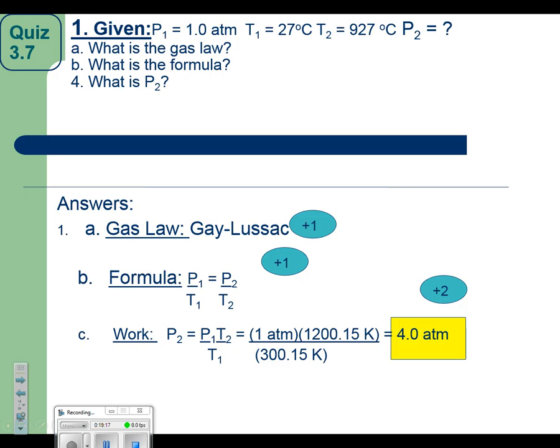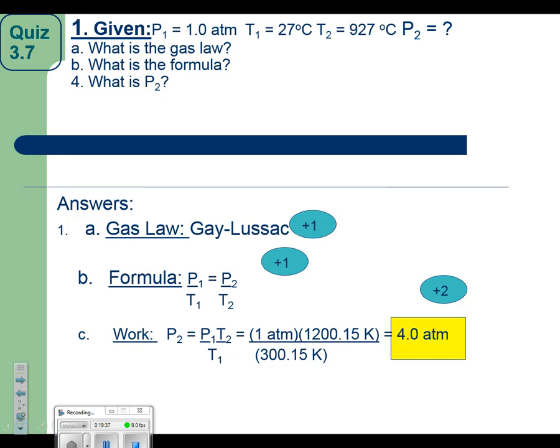So I like to rearrange it first, like right here, and then put stuff in. If that confuses you, put the numbers in first, and then rearrange it to solve for what you don't have. Whatever's easier for you. Okay? We're going to do one more problem set.